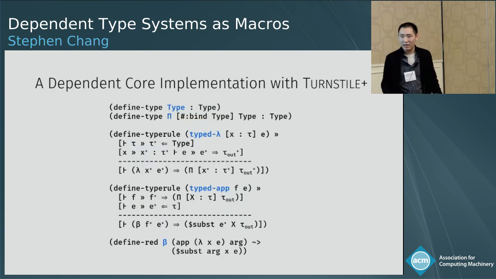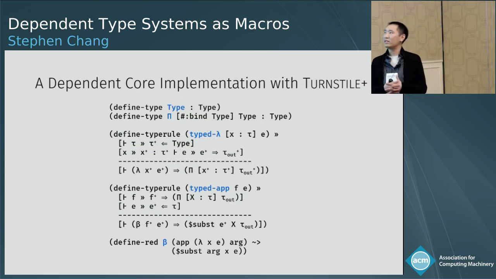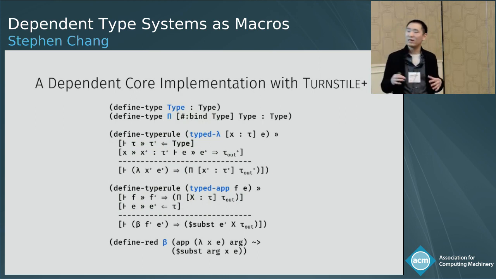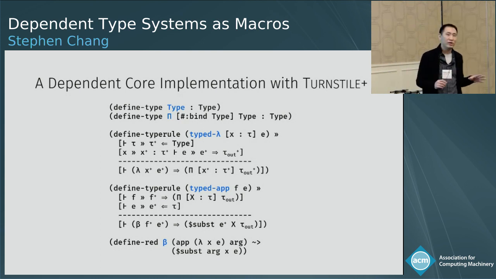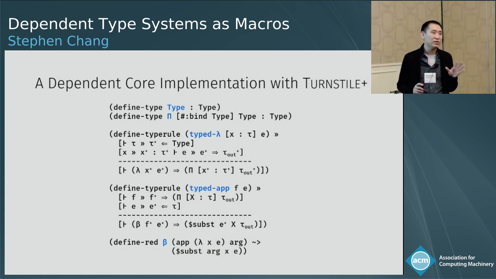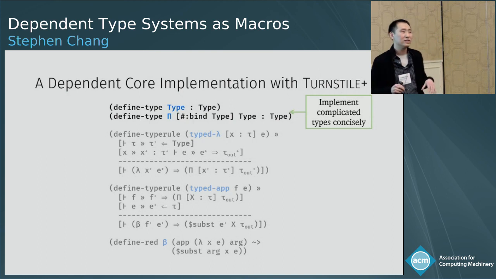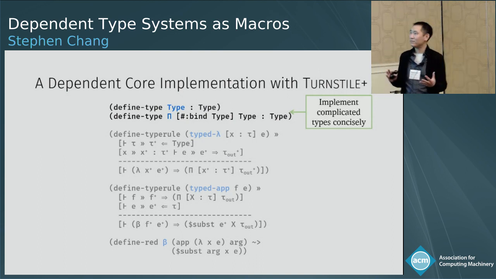So let's dive right in here. Here's some Turnstile Plus code. It's an implementation for a complete dependently typed core language. You don't have to read all of this code. The details are in the paper. I just want to highlight a few key things.